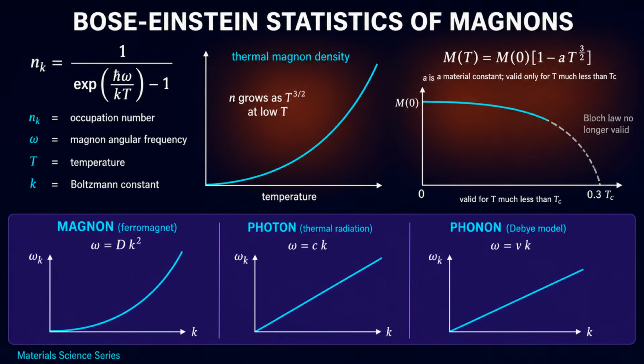Magnons are bosons and follow Bose-Einstein statistics. The average occupation number follows the familiar Bose-Einstein distribution formula. At finite temperature, thermal magnons reduce the total magnetization, leading to Bloch's famous T to the 3/2 law. This describes how magnetization falls away from its zero temperature value at low temperatures. It is an expansion valid well below the Curie temperature. Close to the Curie point, the magnetization instead follows critical behavior and vanishes with a different exponent.